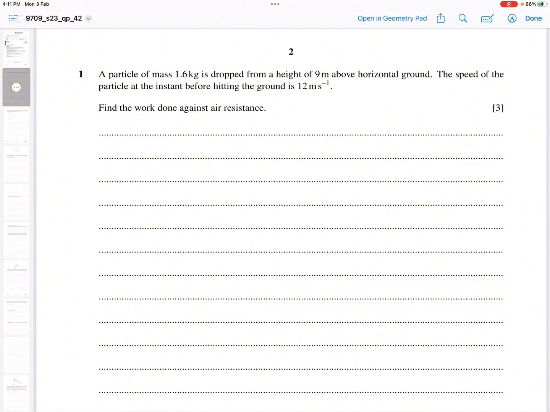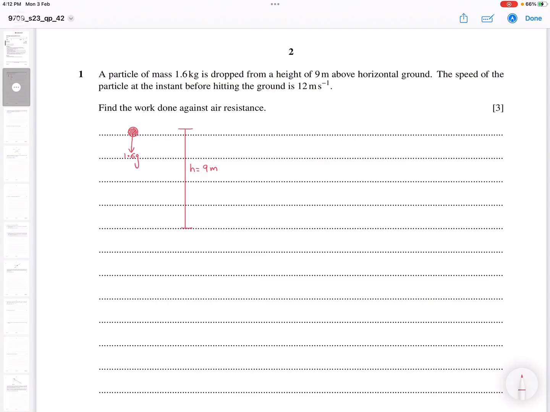So let's do this. First, I'm going to make a diagram. So suppose this is our particle and we dropped it. Its weight is given, and that is 1.6 g. So our height is also given, and that is h is equal to 9 meters.